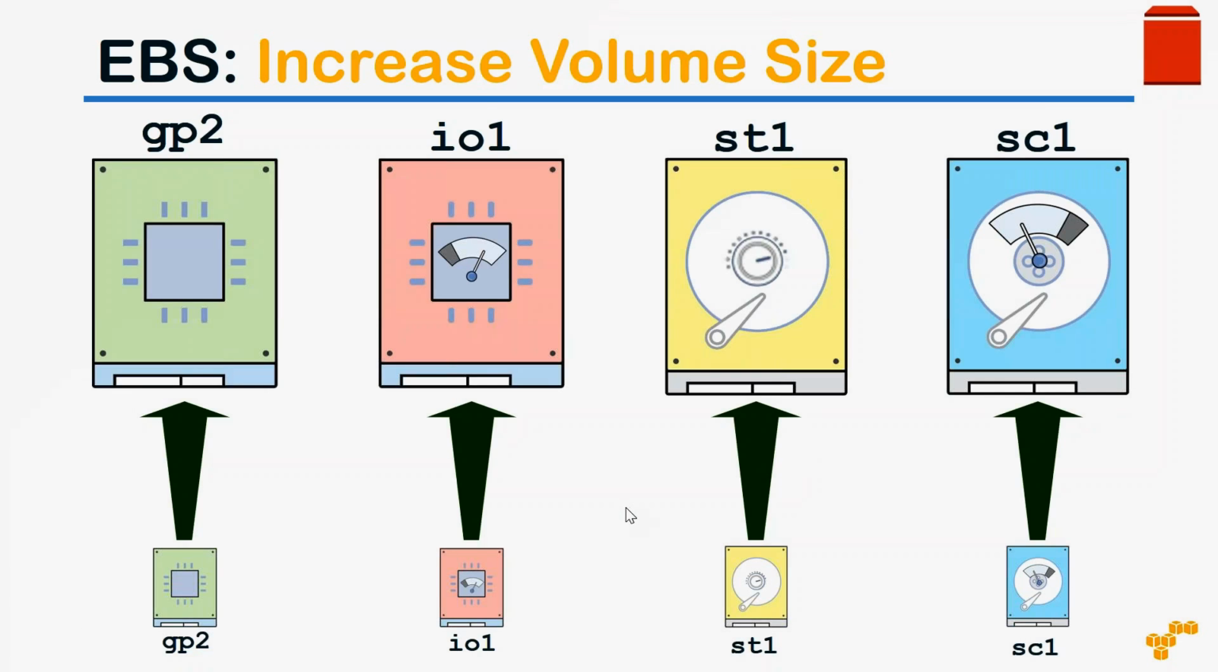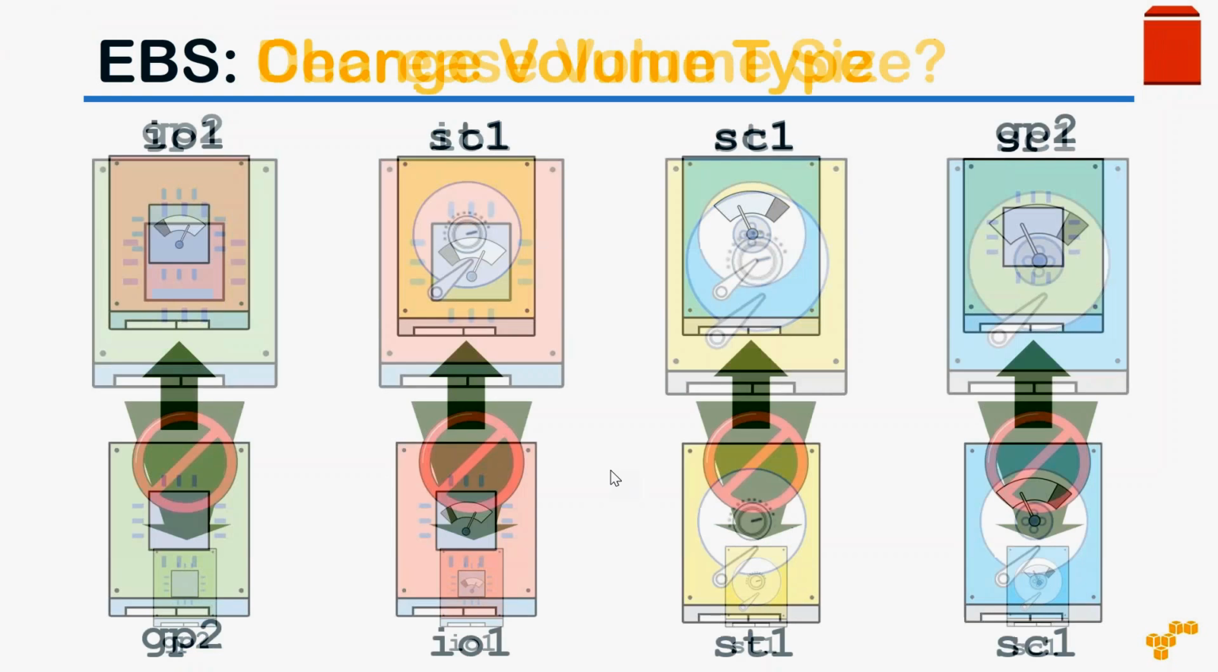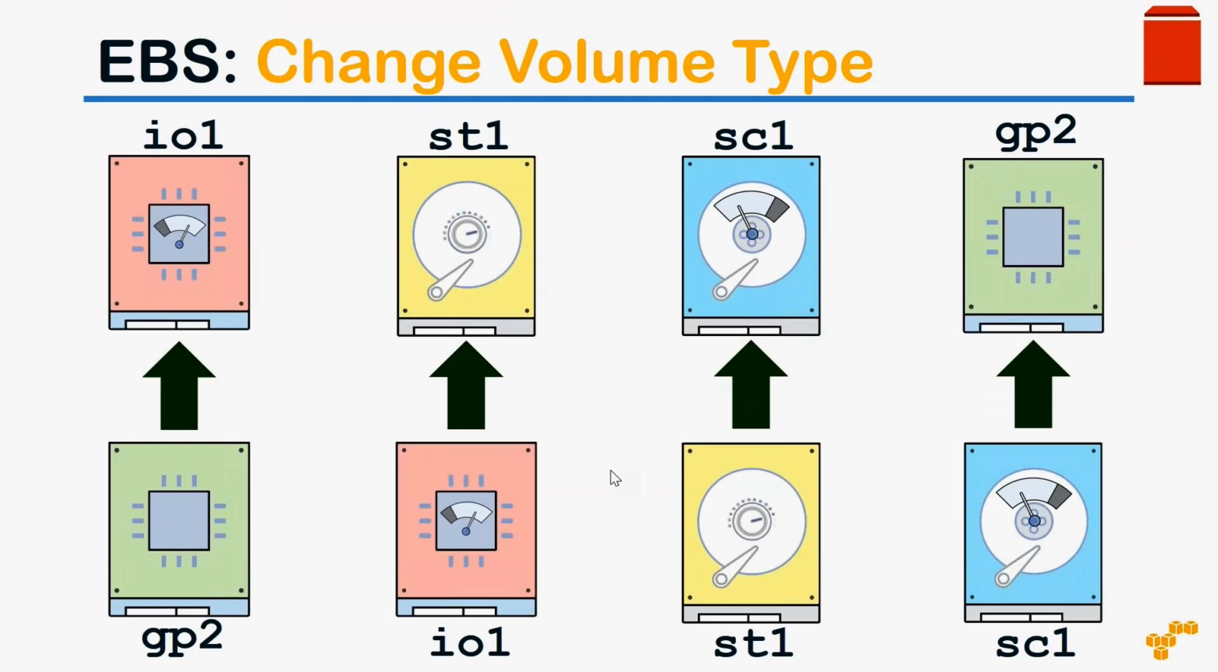What other disk level operations are possible? Whether I can decrease my volume, we just now spoke about it. No, that is not possible. I need to take a snapshot of it. Changing volume types, if you carefully notice here, I'm changing from one volume type to another, from GP2 to IO1. That is also possible. In this case, I can go from IO2 to IO1.